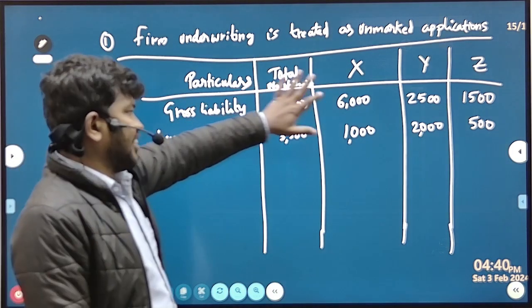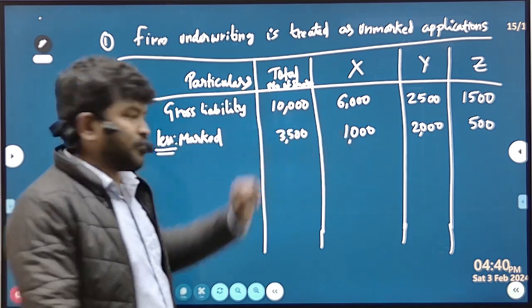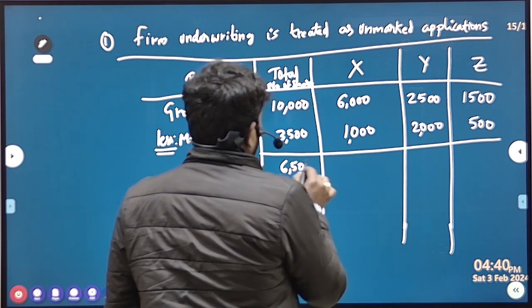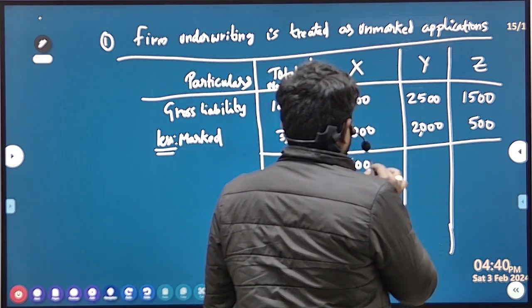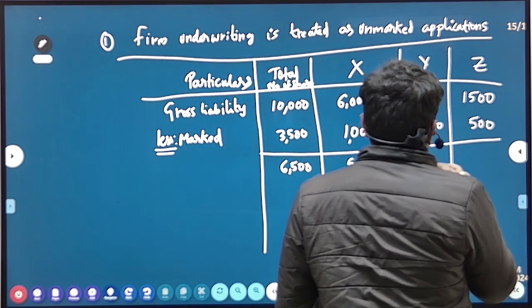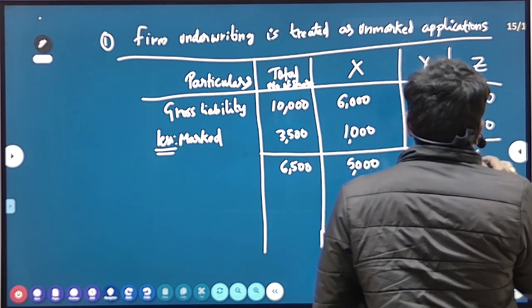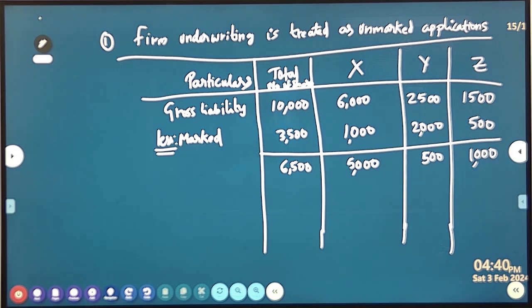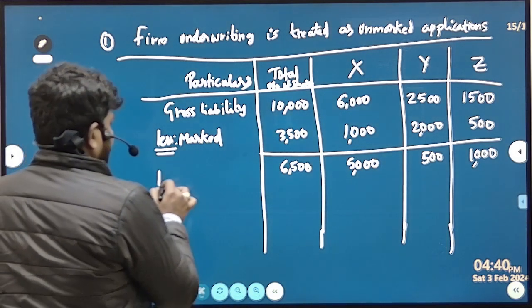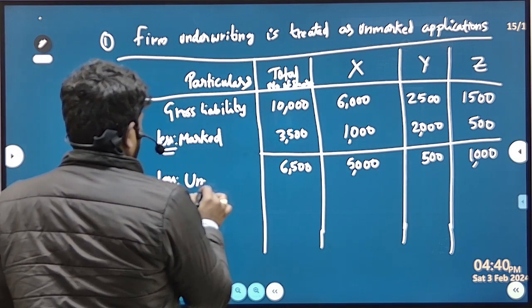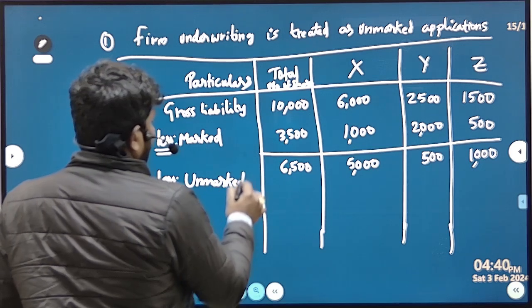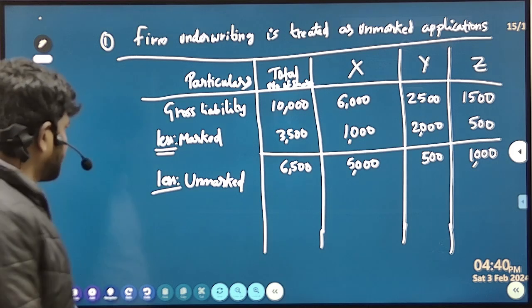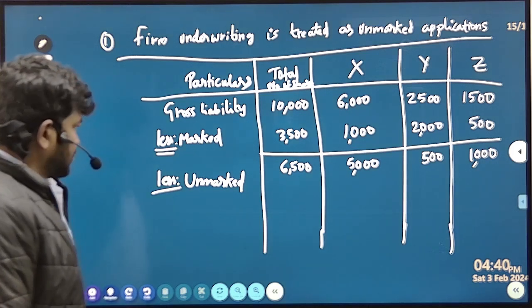This is the gross liability given in the sum itself. Marked applications given in the sum itself. Now balance कितना है? 6,500 इधर होगा, इधर 5,000, 500. वेरी गुड. इधर 1,000. Clear till now? Now less unmarked applications. अनमार्क्ड कैसे है? टोटल कितना था अनमार्क्ड का? 2,100.